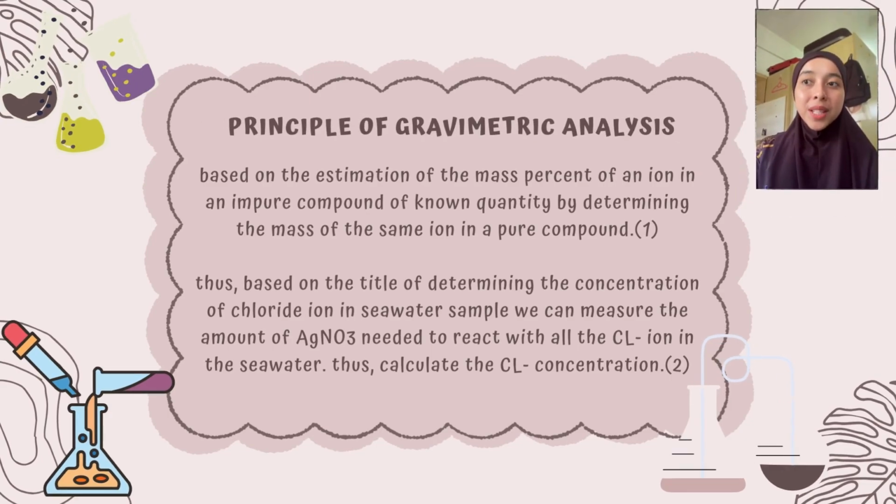So next is the principle of gravimetric analysis. The principle of gravimetric analysis is based on the estimation of the mass percent of an ion in an impure compound of known quantity by determining the mass of the same ion in a pure compound. Thus, based on the title of determining the concentration of chloride ion in a seawater sample, we can measure the amount of silver nitrate needed to react with all the chloride ion in the seawater. Thus, we can calculate the chloride ion concentration.